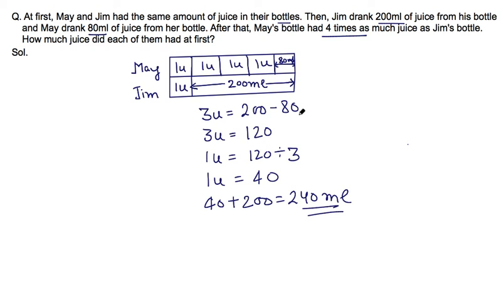So basically, since both were having the same amount of juice at first, our answer should be: both May and Jim had 240 ml at first.